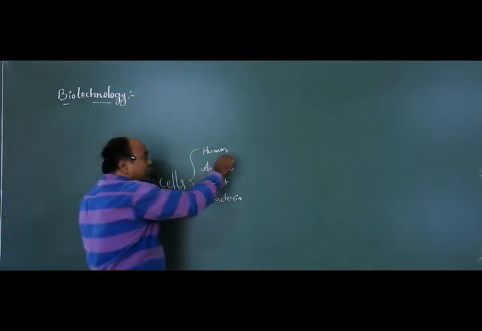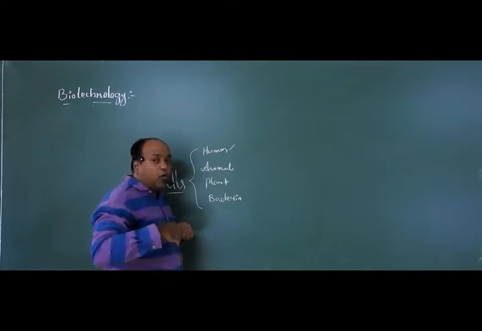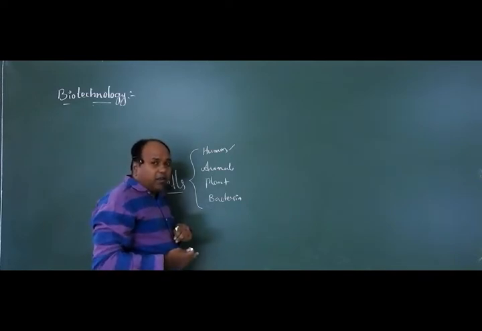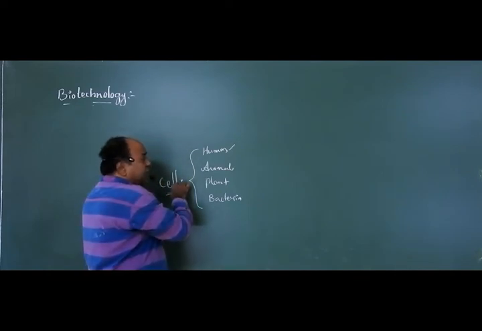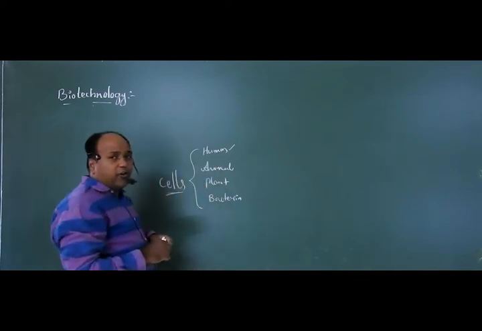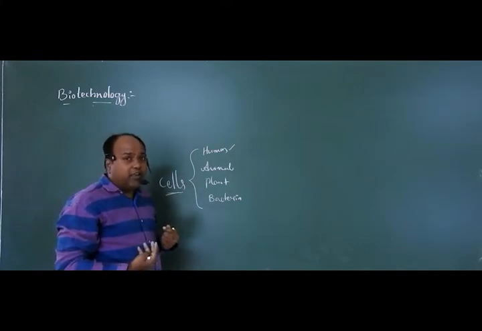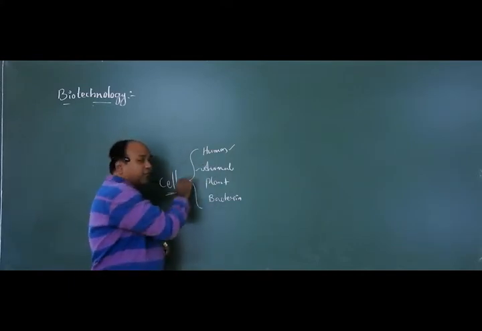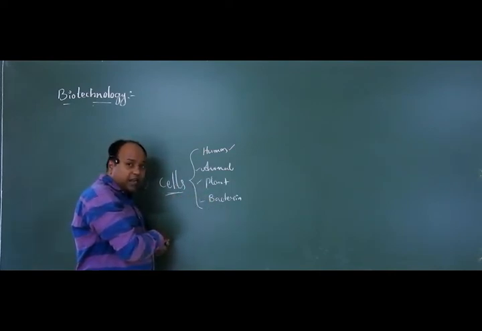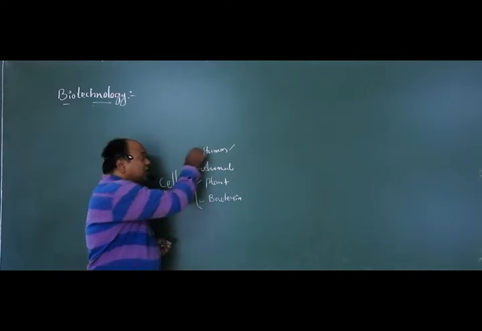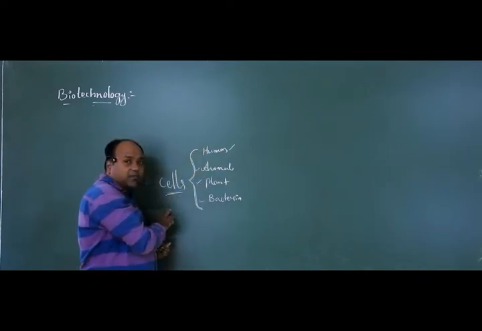This human being is doing something. He is involved in daily activities. He is running, walking, sleeping. Every function depends upon the cells present in the human being. We know that we are made up of millions of cells in our body. Like that, animals are also made up of cells, plants also, and bacteria also. Then how are these organisms maintaining their activities?